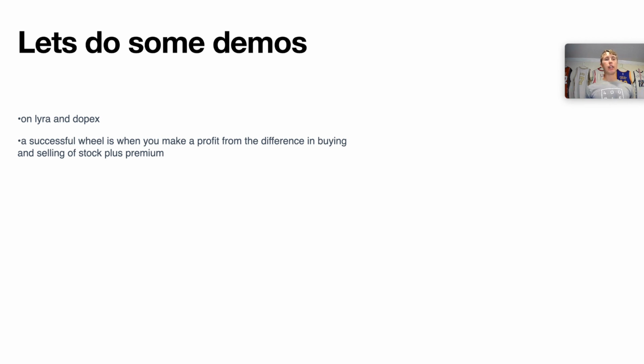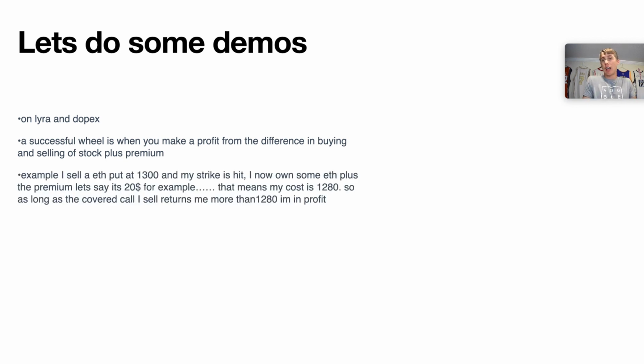So to reiterate, a successful wheel is when you make a profit from the difference in buying and selling of a stock or crypto plus the premium. So if I'm buying Ethereum at $1,200, selling it at $1,300, that means I profited $100. And then let's say I got $20 on each transaction. That means I profited $140, because on the put side and the call side. So that means I made $140 for buying and selling an asset that I'm bullish on.